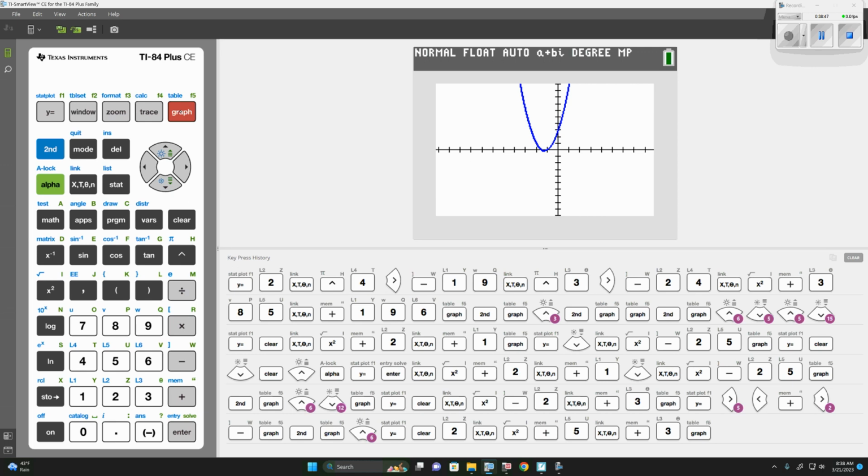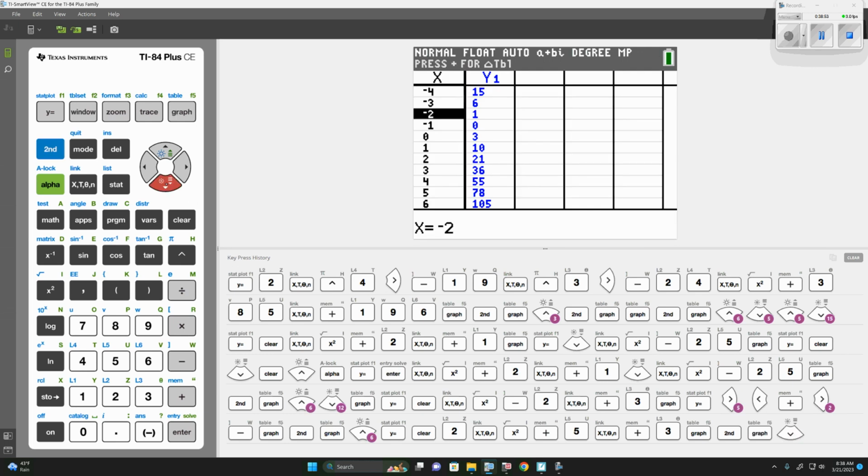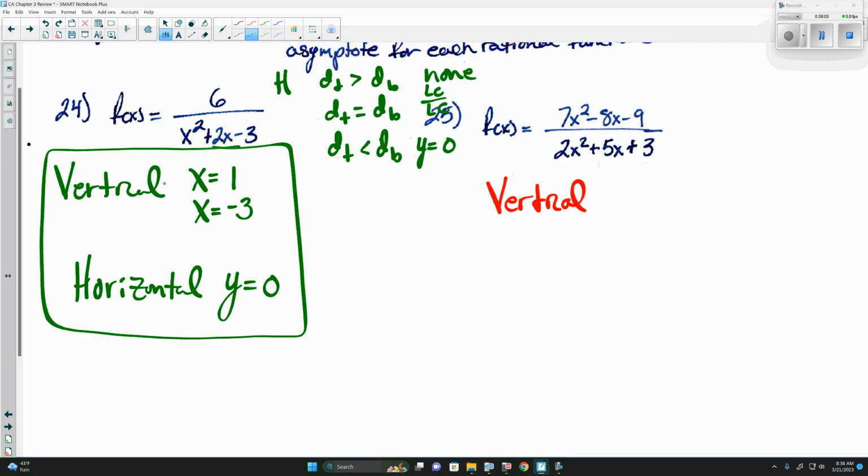So does this cross the x-axis? Yes. Well, it does cross at one nice point, yes? -1. But it doesn't cross at a second nice point. We need two. We need both. So we can do one of two things. One, we can use the quadratic formula. We could factor. Or we can use synthetic division.